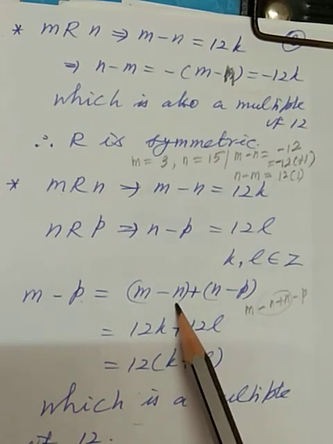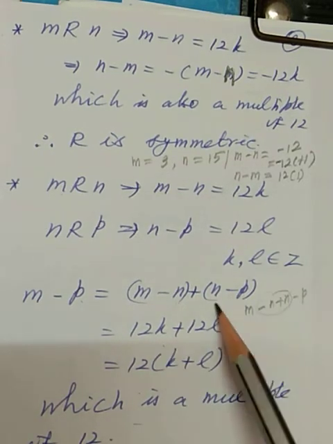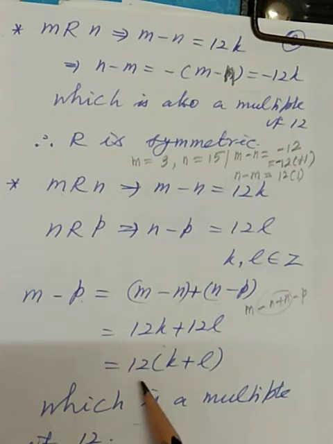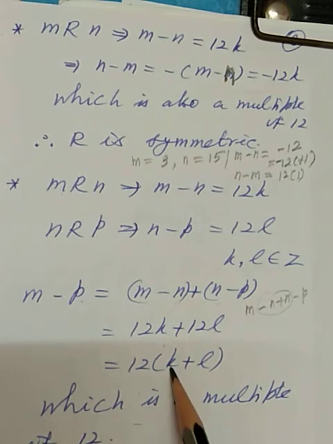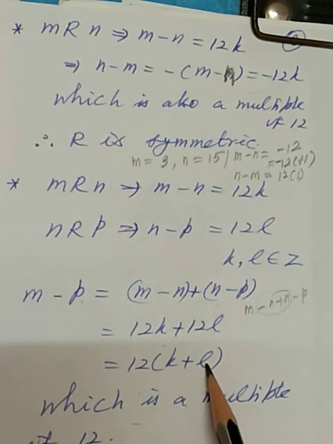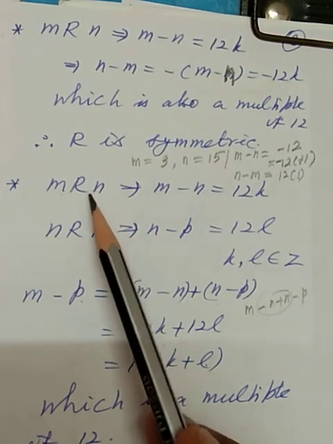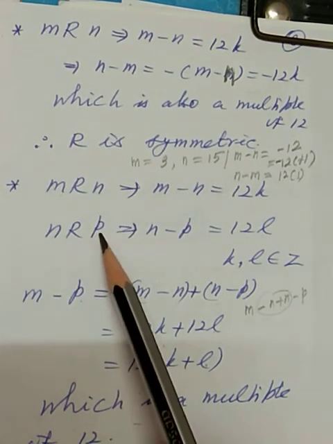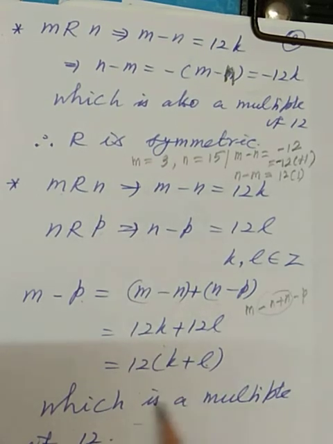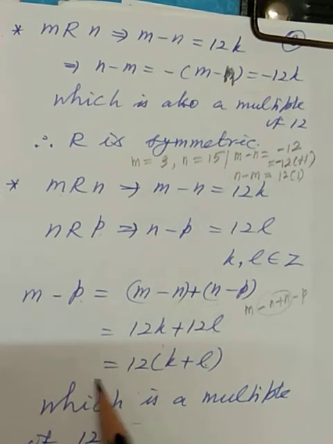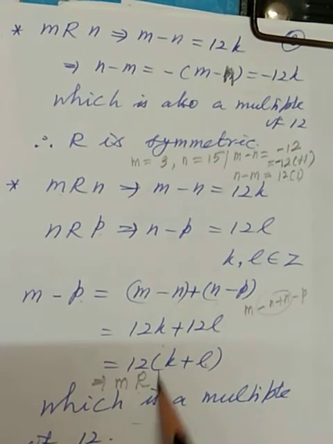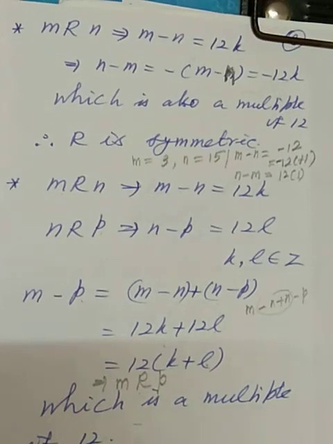So the value m minus n is nothing but 12k, and the value n minus p is nothing but 12l. If you take 12 outside, it is k plus l, which is a multiple of 12. So whatever be the values given for k and l, 12 into k plus l is a multiple of 12. So finally we reach: m related to n and n related to p implies m related to p. Therefore the relation is transitive.